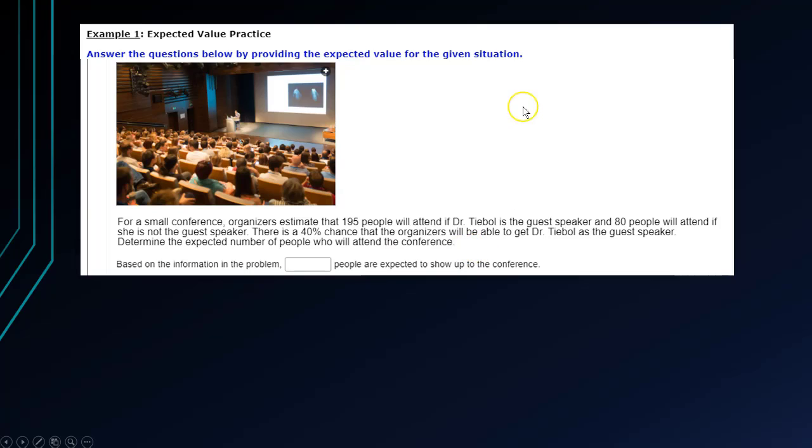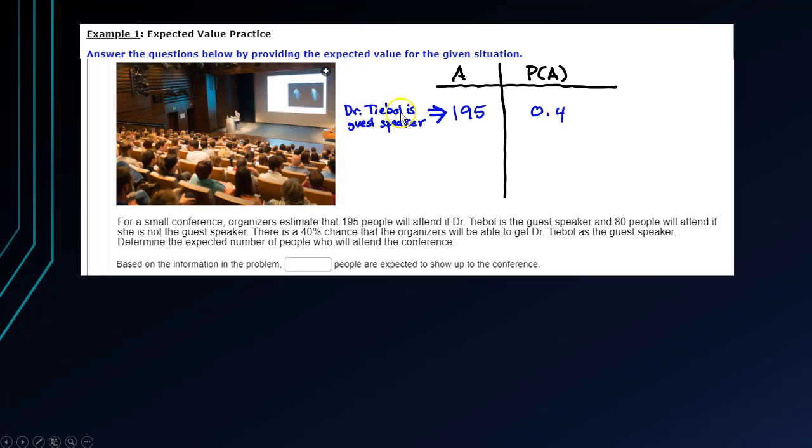So, I'm going to set up this little table. It's only going to have a couple of items in it, but A is the event occurring, and this will be a numerical event in the long run, but it's going to be associated with a descriptive event, and this is the probability of that occurring. So one instance is that Dr. T-Bull is going to be the guest speaker, which means 195 people will show up. But we're told that's a 40% chance of that happening, so the probability is 0.4, converted from the percentage.